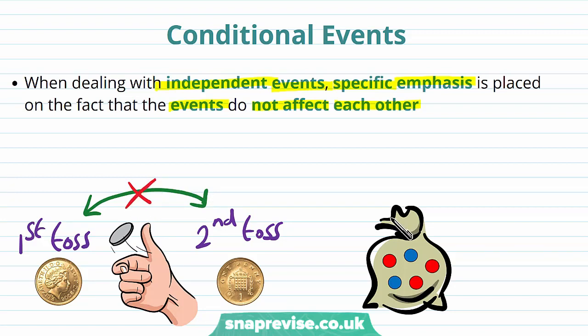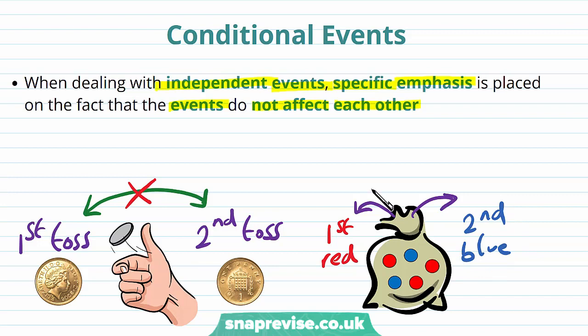Similarly, let's say we have two collections with replacement of a counter from a bag. Let's say that the first one comes out as a red and the second one comes out as a blue. Similarly, because they are with replacement, these two events do not affect each other and hence are independent.